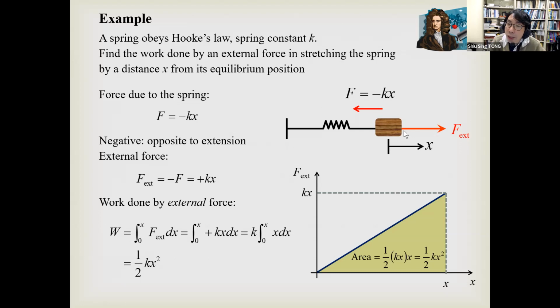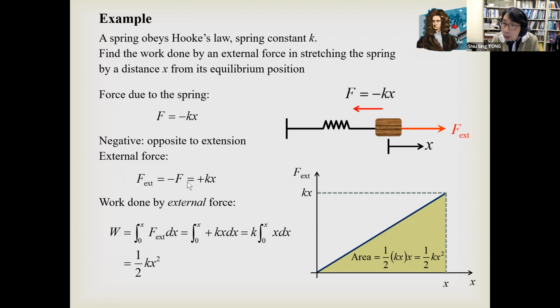Now suppose we apply an external force. Can you distinguish the two forces? The first force is the force due to the spring. When I stretch it, the force on the spring pulls me back, right? And that's given by minus kx. But the external force is the force due to my hand. My hand applies an external force on the system, right? So the external force is in the opposite direction to the force on the spring.